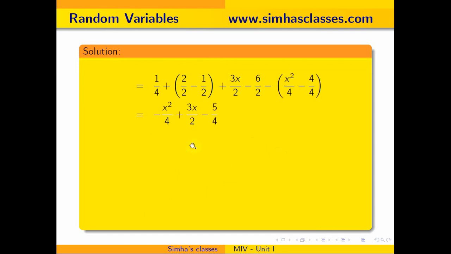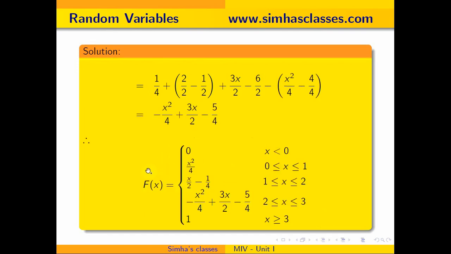You will get this. Therefore the cumulative distribution function: for x less than 0 it is 0, from 0 to 1 this is the value, from 1 to 2 this is the value, from 2 to 3 this is the value, and when x is greater than or equal to 3 it is 1. From this you have to learn two important things: F of minus infinity is always 0, and F of plus infinity is 1. So this is how we can find the cumulative distribution function for a continuous random variable. Thank you for watching.